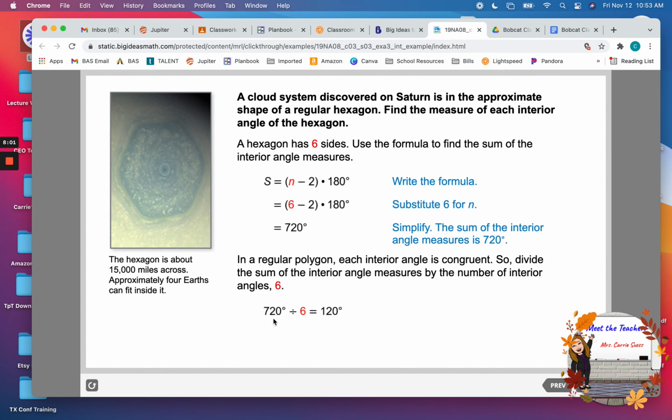So 720 divided by 6 is? 120. So every single angle in this regular hexagon equals 120 degrees. Yes. Any questions? Not too bad. This is an easy lesson, I think.